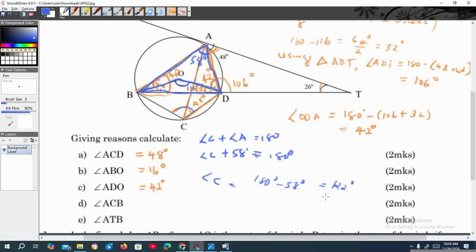But this angle, the angle C, this angle is angle ACD. This angle here is 48 degrees. So to get angle ACB, we need to subtract 48 from 122. So we subtract 48 here. This is going to give us 74 degrees. So angle ACB will be 74 degrees.